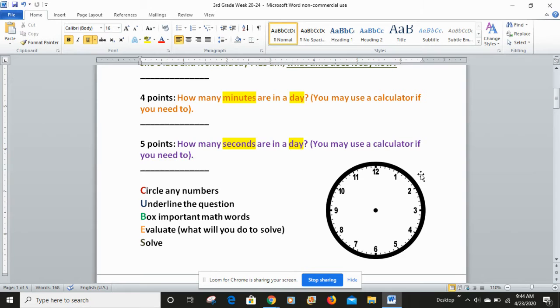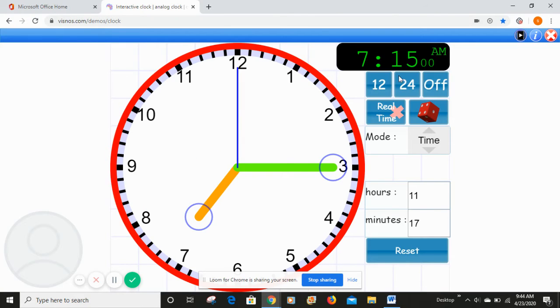So you can draw a clock, but there are so many things that you can go online and use. And one that I found that I kind of like is this analog clock. And you can see it does have the hands on. The great thing about this one, it moves. And it gives you the time up here as you're moving those hands. And you can see it's 7:15 a.m. So if you were to move ahead 20 minutes, this one is the minute hand here, this one is the hour hand. If you were to move this 20 minutes ahead, which way would you move that hand? And then what time would that show if you moved 20 minutes ahead?